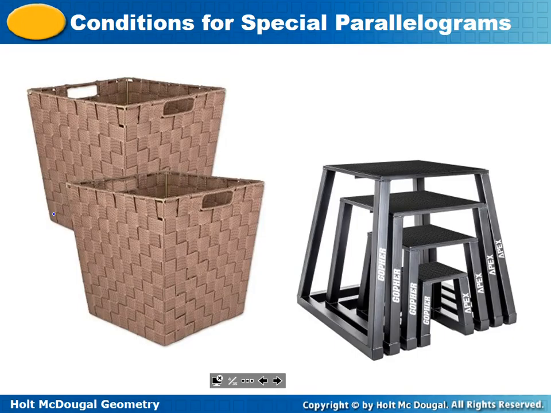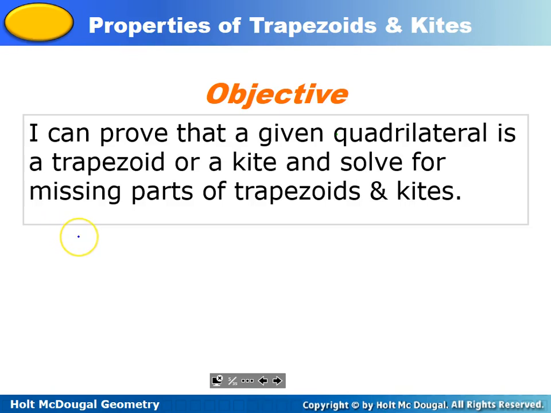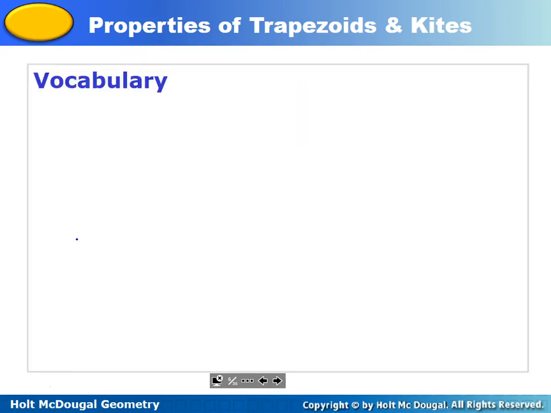So these are a couple examples of some practical applications for trapezoids. Notice the baskets have the shape of a trapezoid, and so do the jump boxes. Today our objective is to prove that a given quadrilateral is a trapezoid or a kite and to solve for the missing parts of trapezoids and kites.